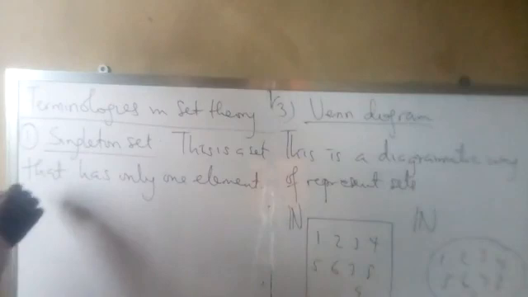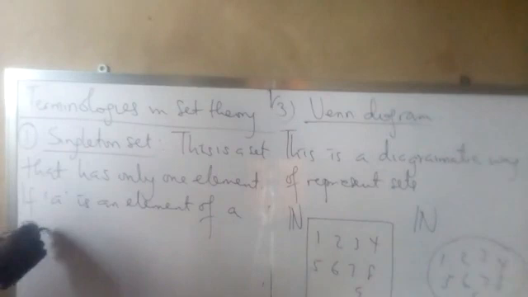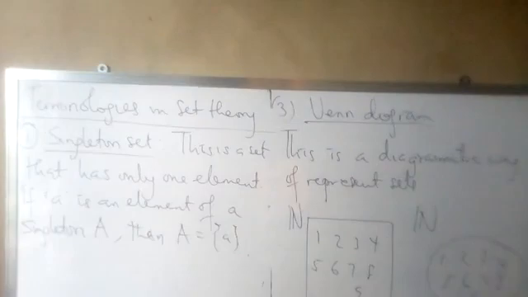So, for example, if a is an element of a singleton A, then A can be said to be a set that contains only the element a. So it is written like that. That's what I mean by a singleton set.